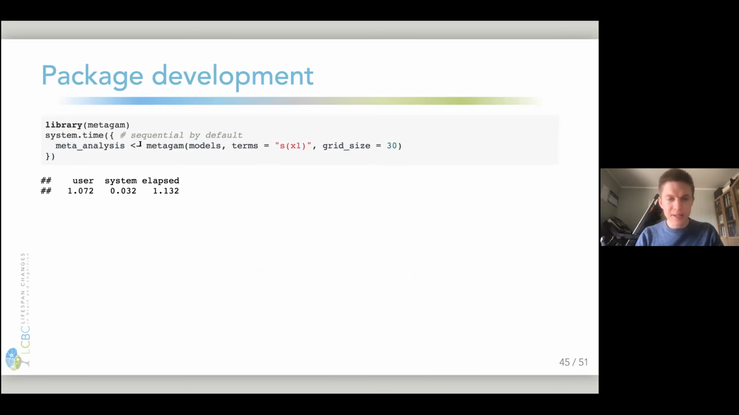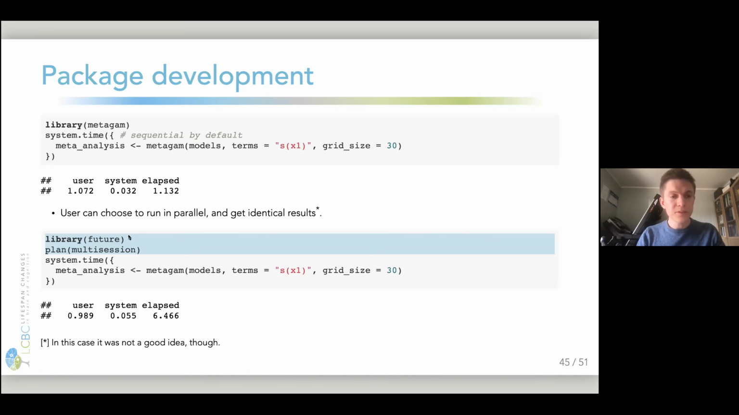In one of the examples in the package, you can get an argument with your models that you have fitted, or that other people have fitted, and then you want to do a meta-analysis of these models. So by default, you just do a normal call to this metagam function, and it runs sequentially. If you want, you can add future, then plan multisession, and then run the same code. And in this case, it was a really bad idea because it ran much slower. It seems like in this case, setting up the workers took a lot more time than running. But there are, of course, lots of examples where it's the other way around.